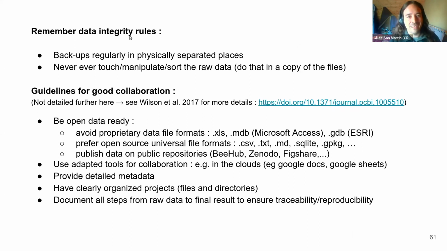Remember also the data integrity rules that we discussed before, so backups and never touch the raw data. And then there are also guidelines for good collaboration. I will not go into detail here, but if you want more on that, I highly recommend this paper about that. But briefly, you should be open data ready. So for collaboration, other people should be able to read your data. So you should avoid proprietary data formats and use only open source formats. And you should publish your data on public repositories like Zenodo, Figshare, and we have this BeeHub repository for pollinators data. And then there are other recommendations to help other people to collaborate and use your data.